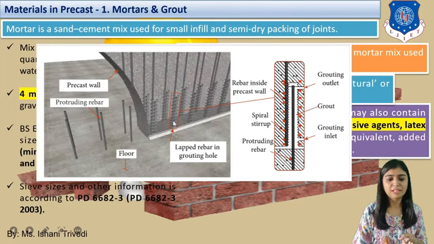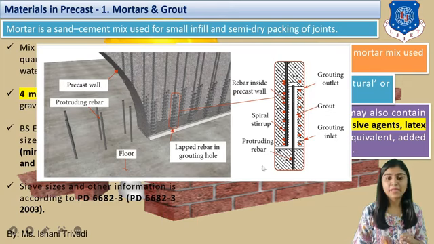This will be my grout inlet. You can provide it from the outer side, and at the bottom we have the protruding rebar. So it will be situated in the bottom. And then I have the lapped rebar, and in between will be filled the grout. So this becomes my infill, right? Between the lapped rebar and the protruding rebar, the space which will be left in between these two will be filled with the help of the grout, right?